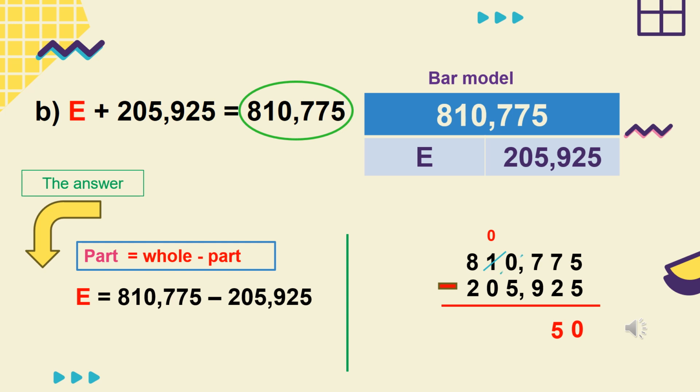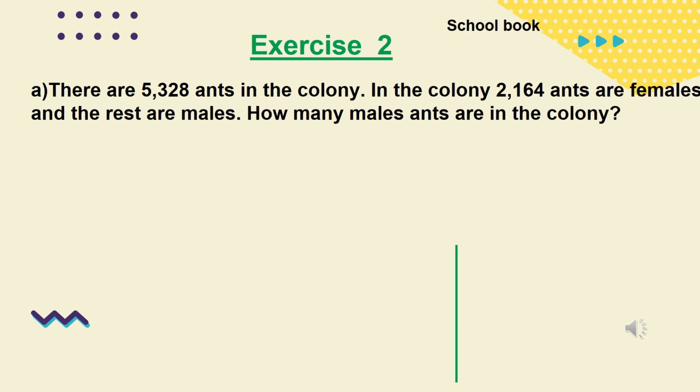1 became 0 and this 0 became 10. Then I take 1 to be 9 and this 7 is now 17. 17 minus 9, 8. 9 minus 5, 4. 0 minus 0, 0. 8 minus 2 is 6. So the value of E equals 604,850.